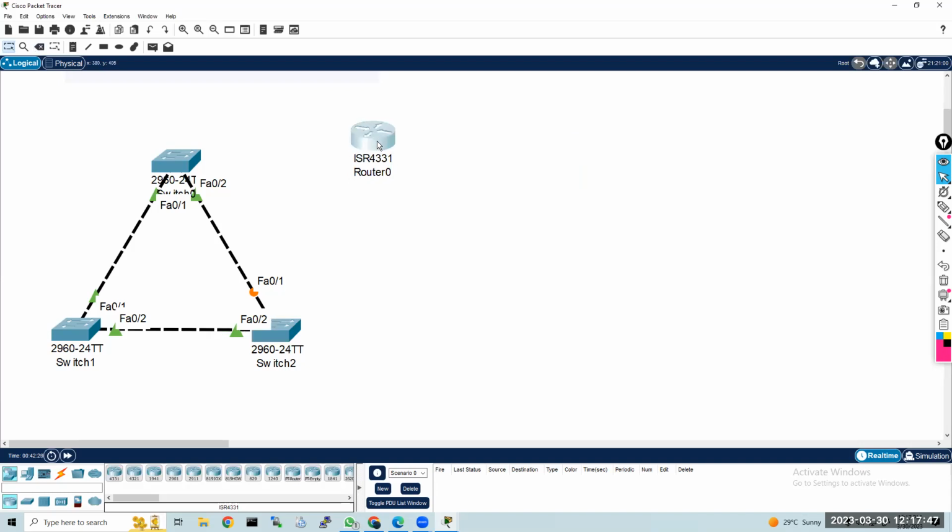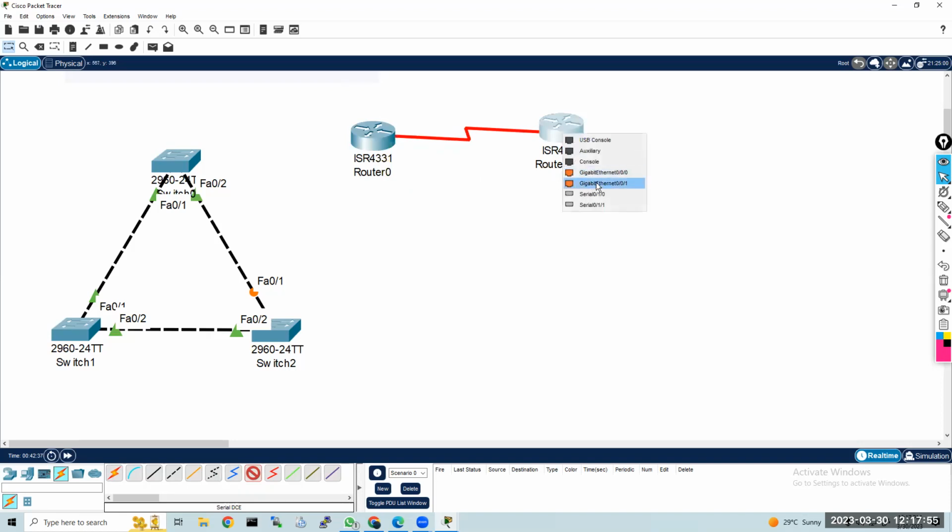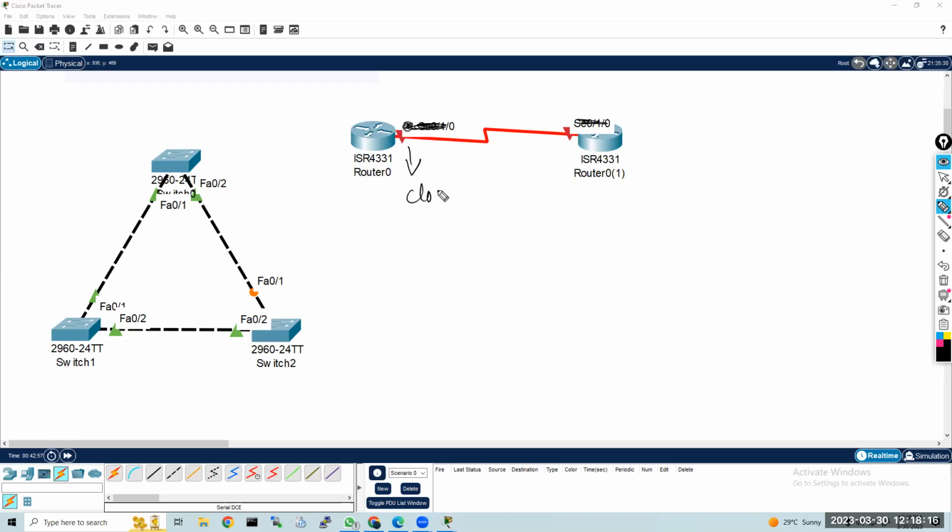Means one generates a clock signal, the other one doesn't have that. If you connect it over here, on one side we have to give the clock signal. So my question is, I think I told you guys this command also I have written. If this is not available, it's not showing, so you have to set the clock rate.